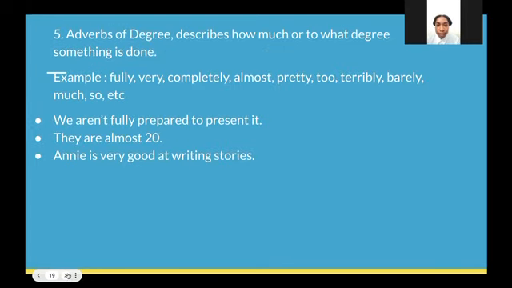And number 5, adverbs of degree. They describe how much or to what degree something is done. For example: fully, very, completely, almost, pretty, too, terribly, brilliantly, much, so, and so on. Example sentences: We aren't fully prepared to present it. They are almost 20. And Annie is very good at writing stories.